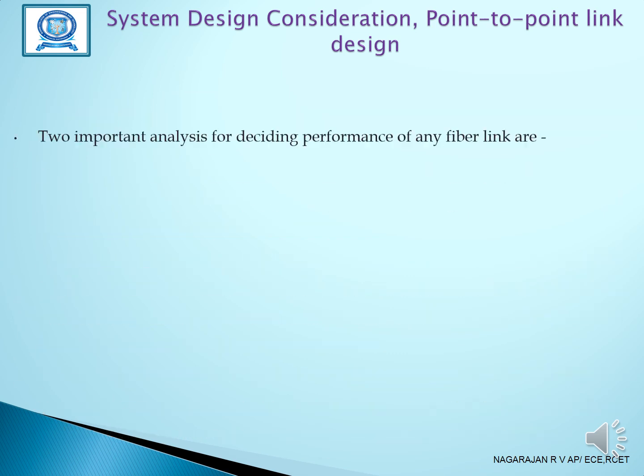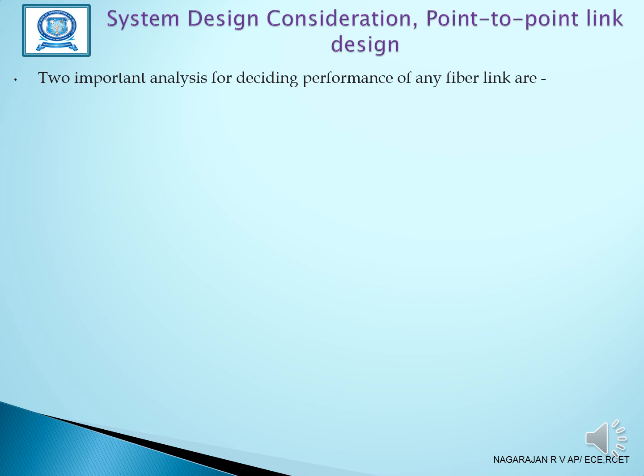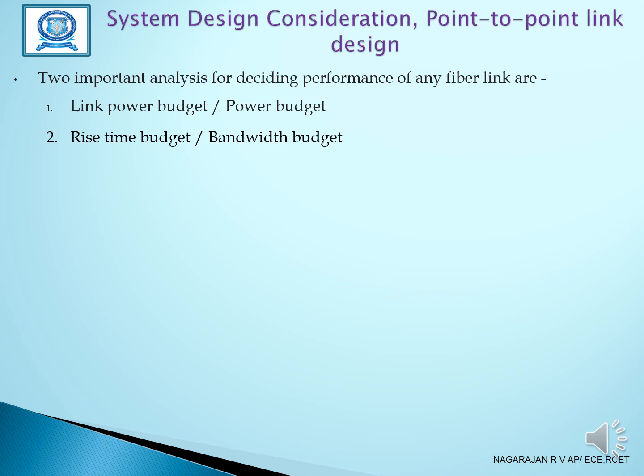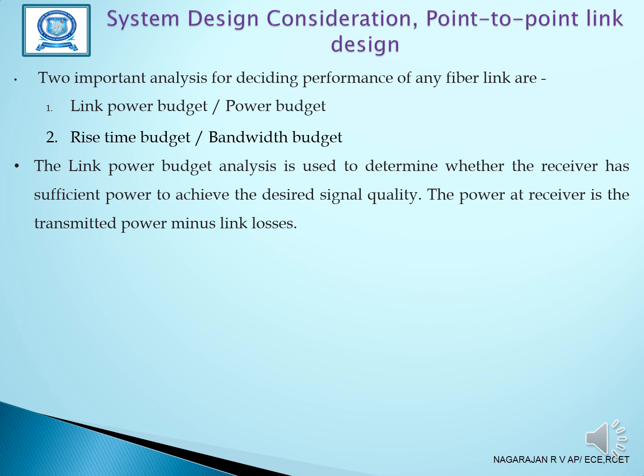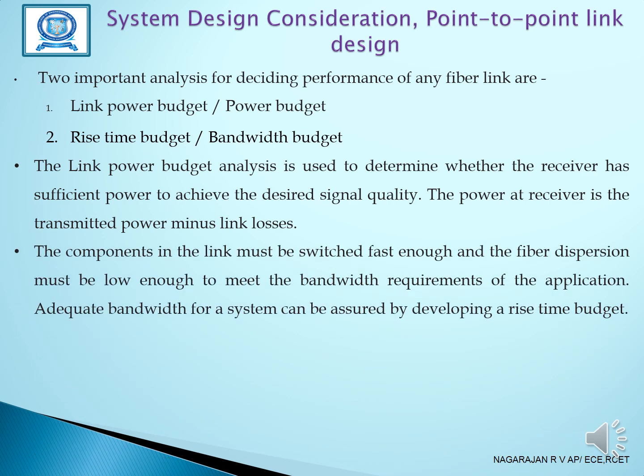Two important analyses for design performance of any fiber link are: the first one is the link power budget, and the second one is the rise time budget. Link power budget analysis is used to determine whether the receiver has sufficient power to achieve the desired signal quality. The power at the receiver is the transmitted power minus link losses. The components in the link must be switched fast enough, and the fiber dispersion must be low enough to meet the bandwidth requirements of the application. Adequate bandwidth for the system can be assured by developing a rise time budget.